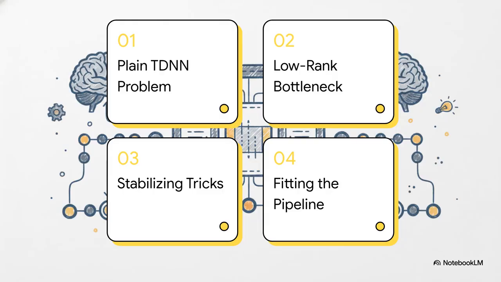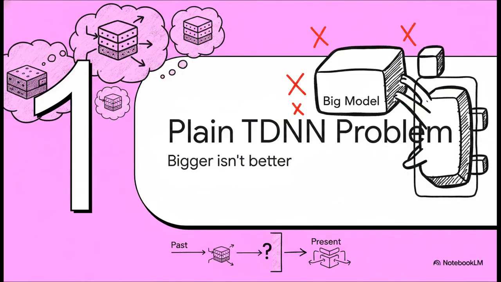So here's our game plan for today. We'll start with the plain TDNN problem, look at the low-rank bottleneck solution, check out the 2 tricks used to stabilize it, and finally see how it fits into the real-world pipeline. Let's kick things off with Section 1, the plain TDNN problem, and why bigger isn't always better.